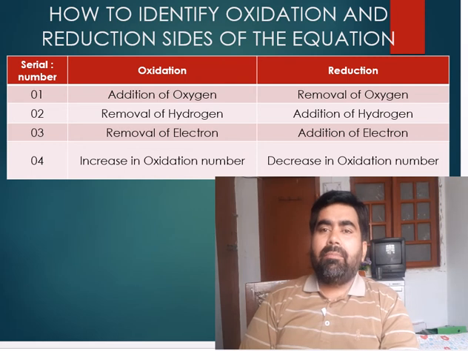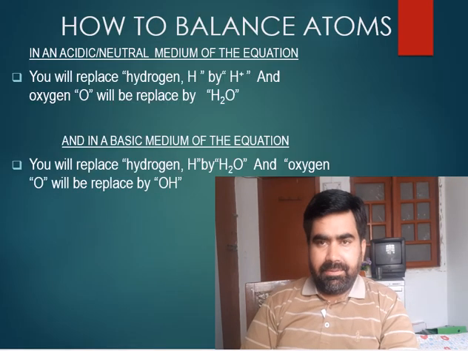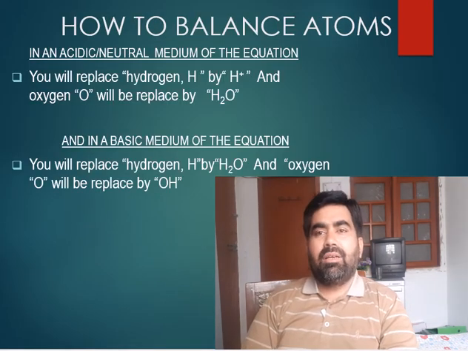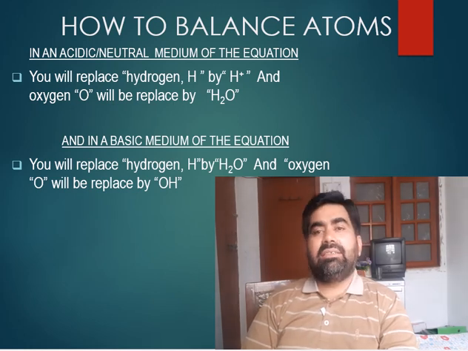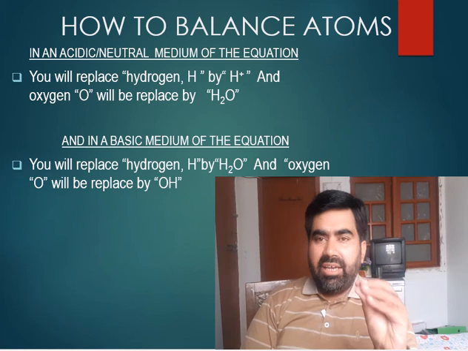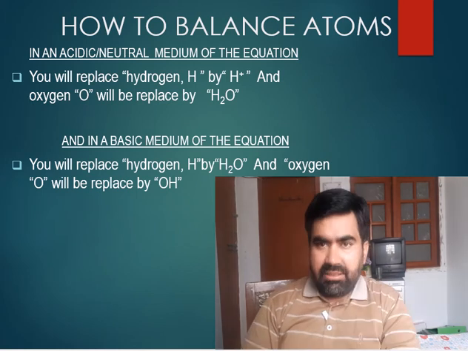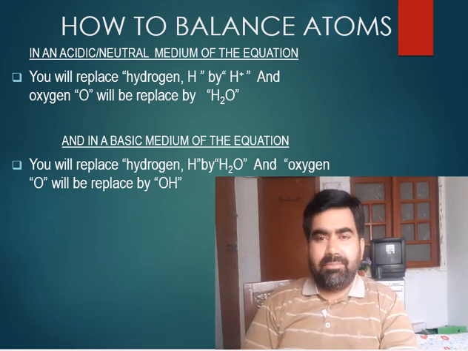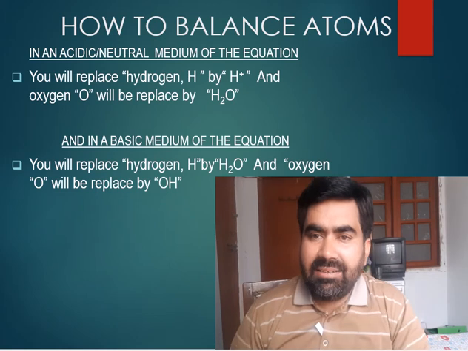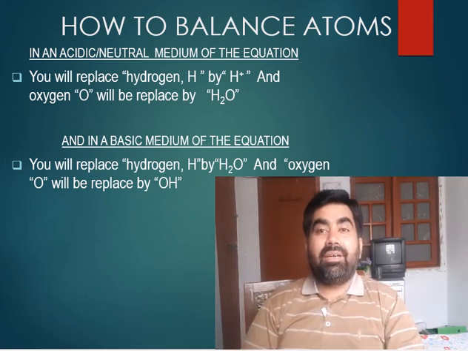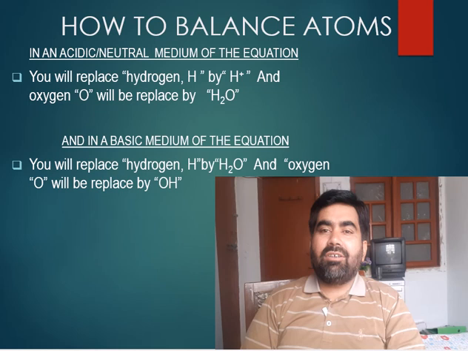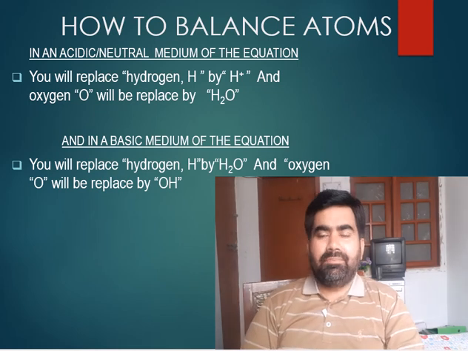Okay. Now how do we balance the atoms present in an equation? A student must know whether the equation to be balanced is in an acidic medium or in a basic medium. When it is in an acidic or in a neutral medium, the student must balance hydrogen by H plus, or hydrogen ions, or protons as we say, and oxygen will be balanced by the water molecule. This is only for the acidic medium.